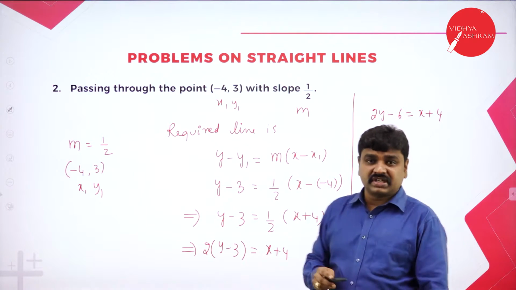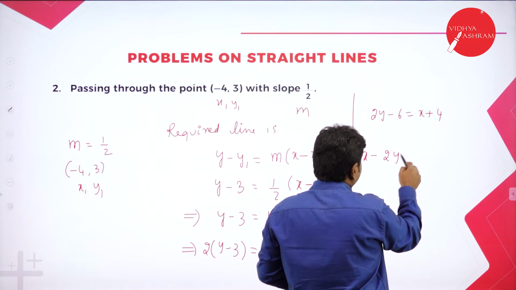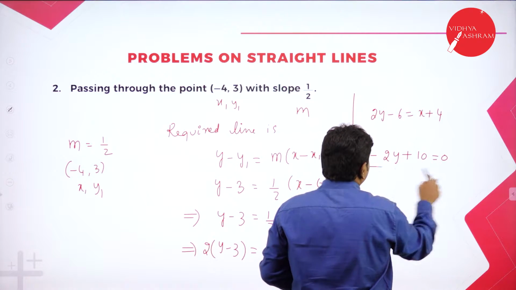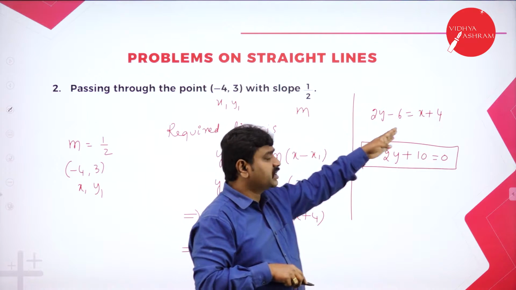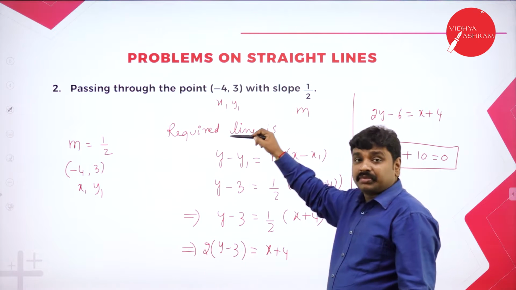Or rearrange this, transfer all terms to the RHS. So it will become x minus 2y minus 6, and if the 4 goes to that side, it will become plus 10 is equal to 0. This means I am writing the line in the form ax plus by plus c. Or you can rearrange and write y is equal to mx plus c. Both are fine.